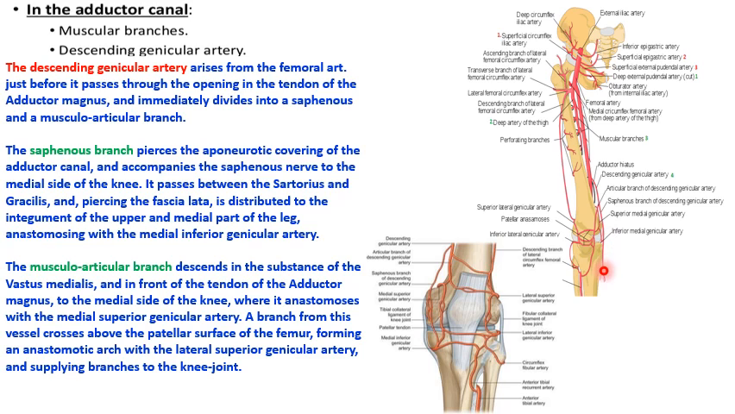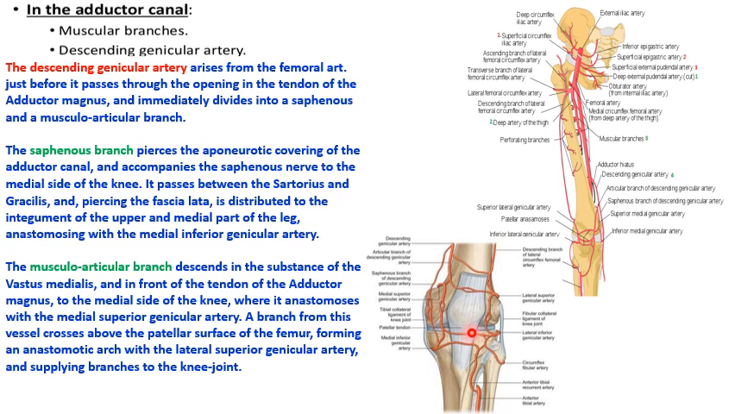As the saphenous branch descends, you can see in this picture, it is coming down and anastomosing with the medial inferior genicular artery, which contributes to the formation of the anastomosis around the knee joint, called the genicular anastomosis. So the saphenous branch anastomoses with the inferior medial genicular artery.